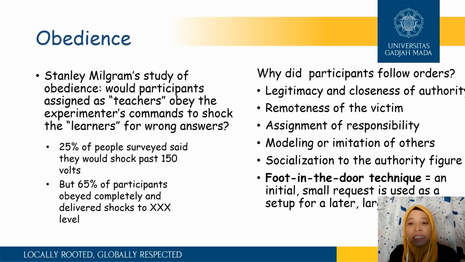Foot in the door technique is an initial small request that was used as a setup for a later larger request. So the participants followed orders because the request was given small by small. First it's 25 volts and then 50 volts, and then it increases until the larger request and the largest one. But if it was given directly at 450 volts, maybe they would have directly disobeyed the orders. But because the experimenters used the foot in the door technique, participants obeyed their orders.